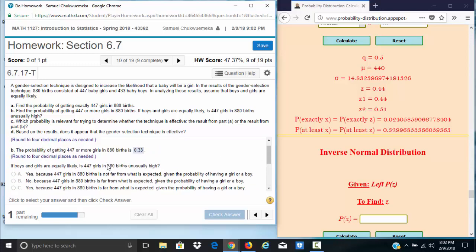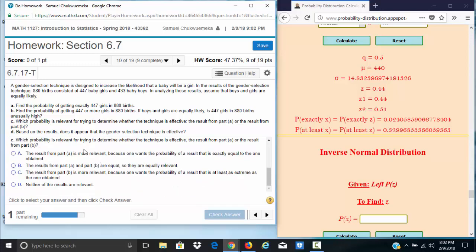Then C, what probability is relevant for trying to determine whether the technique is effective? Is it the result from part A or the result from part B? We want the result from part B because we want the probability of the result that is at least as extreme as the one obtained. So the correct option here would be C. Okay.